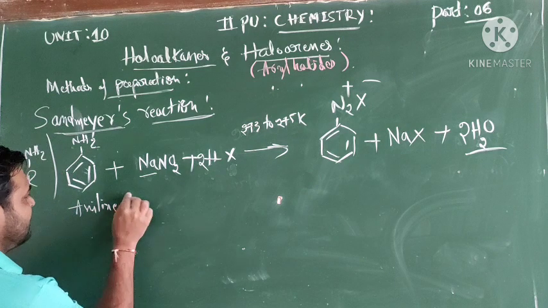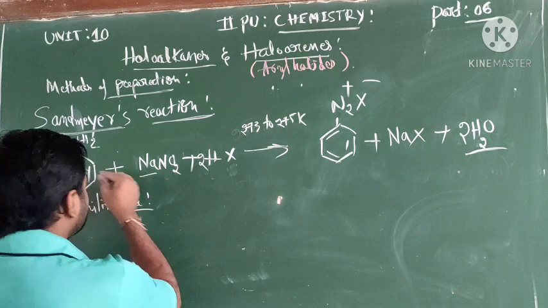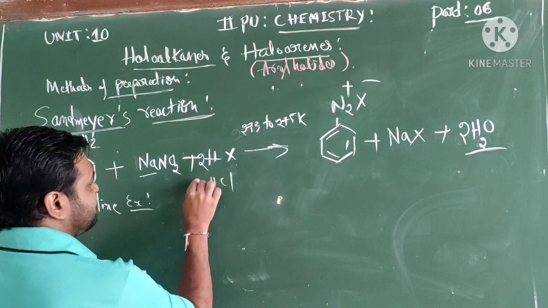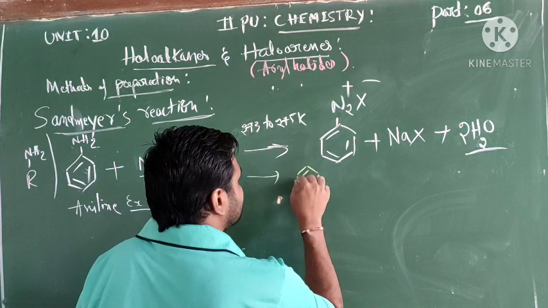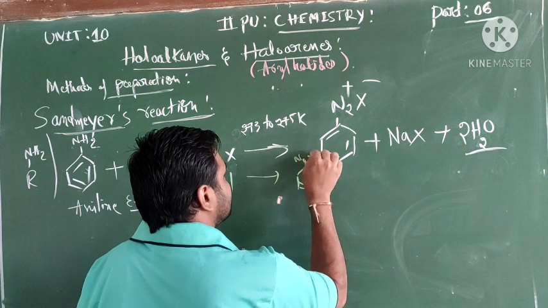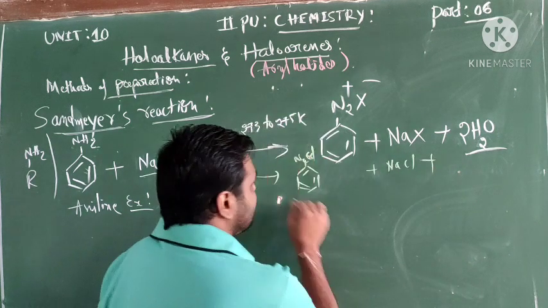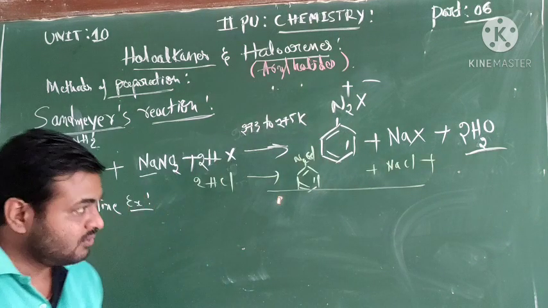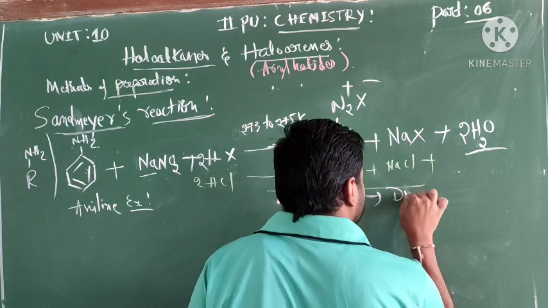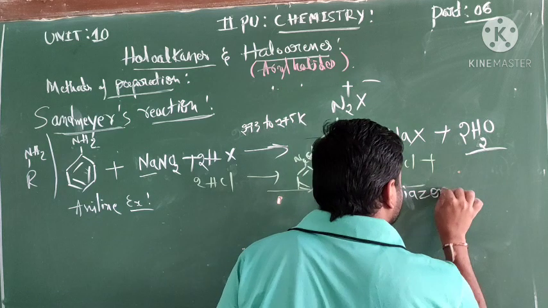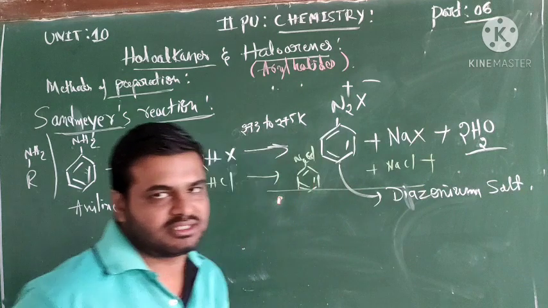So same example, you take the example here, say, what does it come from? This is HCl. We'll get the benzene ring attached with N2Cl and NaCl. Okay? So this is called what? Diazonium salt. We call it diazonium salts.